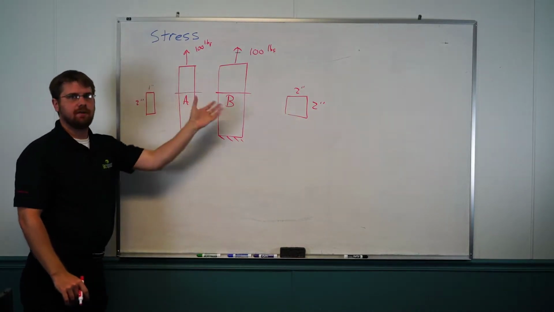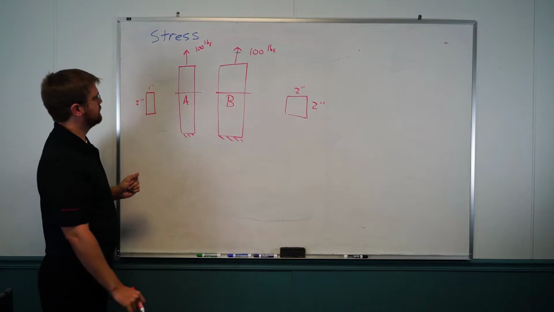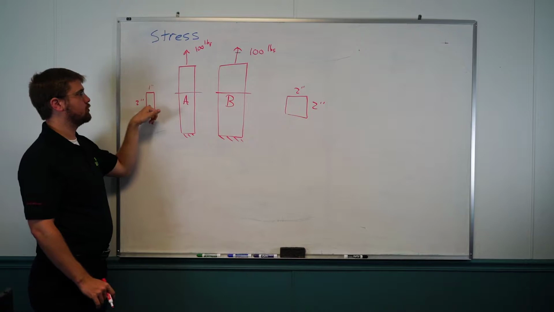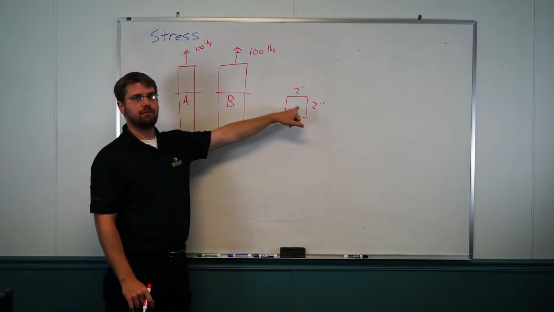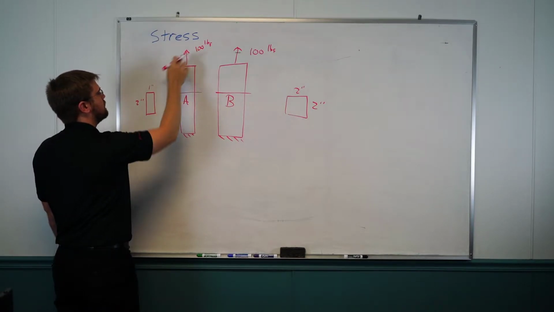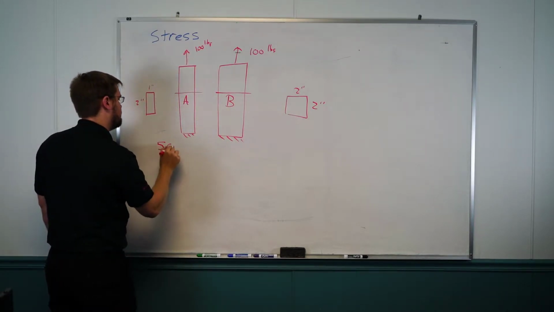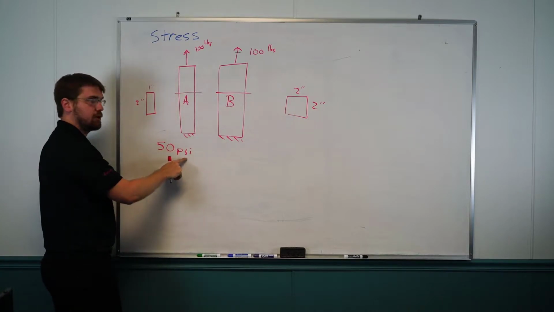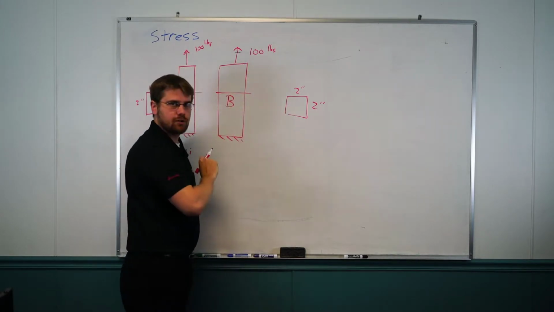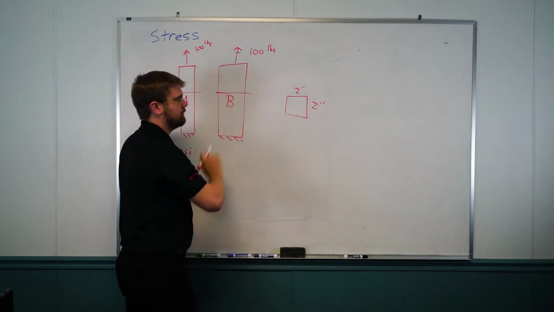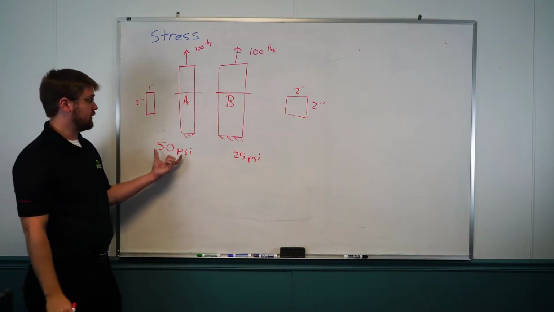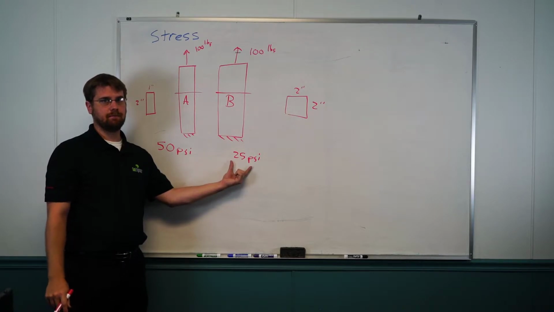If we actually want to quantify the amount of stress we see in both of these examples, we take the force divided by that area. In this case, our area is 2 square inches. In this case, our area is 4 square inches. So taking the force divided by the area, 100 divided by 2 square inches, we see 50 psi, pounds per square inch. On this side, we see 100 divided by the 4 square inches, so 25 psi. So quantitatively, this one has double the stress of that one.